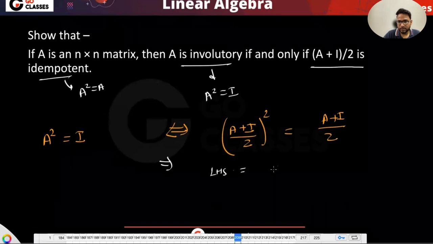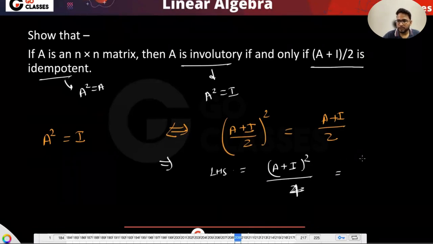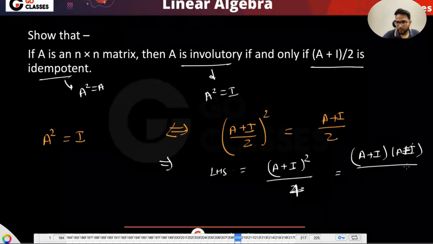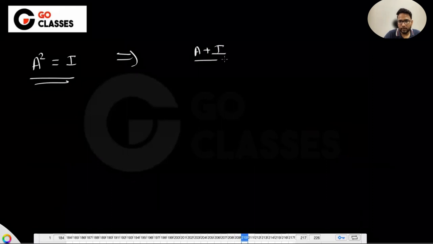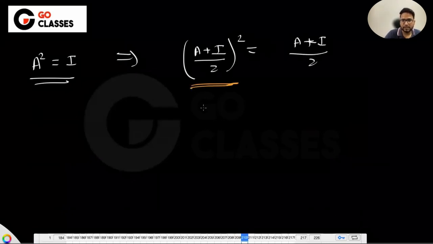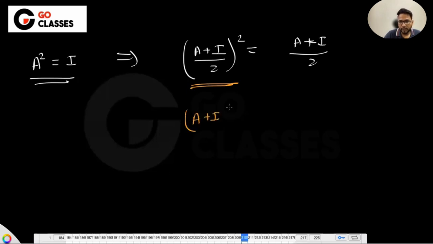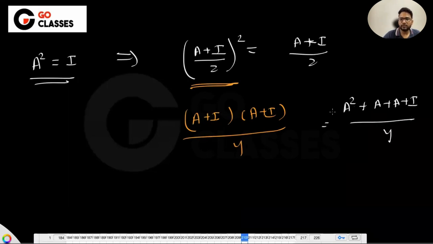Let me write LHS, which is (A plus I) square by 4 basically, which is A plus I into A plus I. From this, I want to prove (A plus I by 2) square equal to A plus I by 2. Okay. So let me just write this LHS, which is A plus I into A plus I by 4. And that is equal to A square plus A plus A plus I by 4. And this A square, I can use as an identity. So it will be identity plus 2A plus identity divided by 4, which is A plus I by 2.